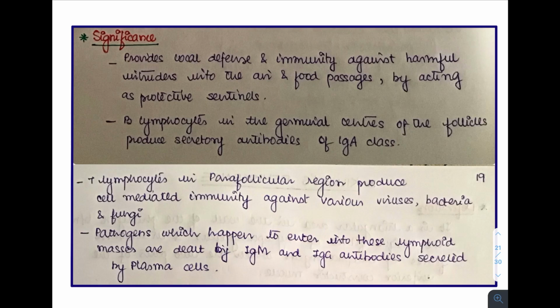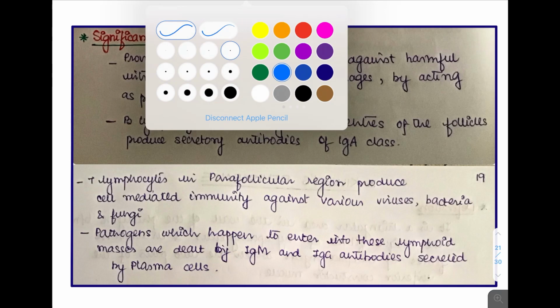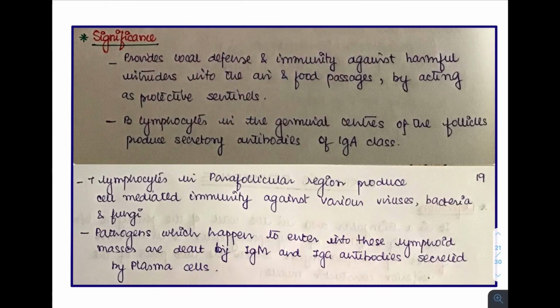These structures provide a local defense and immunity against harmful intruders entering the aerodigestive tract by acting as protective sentinels. The B lymphocytes in the germinal centers of the follicle produce secretory antibodies, mainly of the IgA class. This is the response coming from the B lymphocytes, whereas the T lymphocytes in the parafollicular region produce cell-mediated immunity against various viruses, bacteria and fungi.